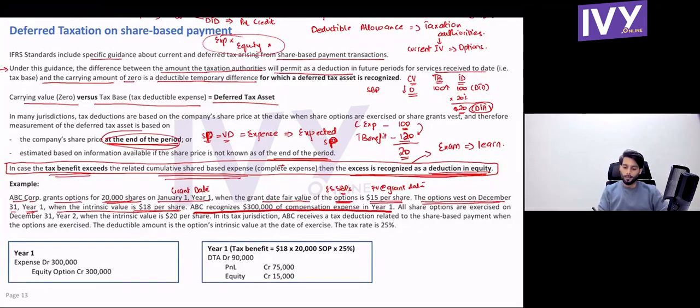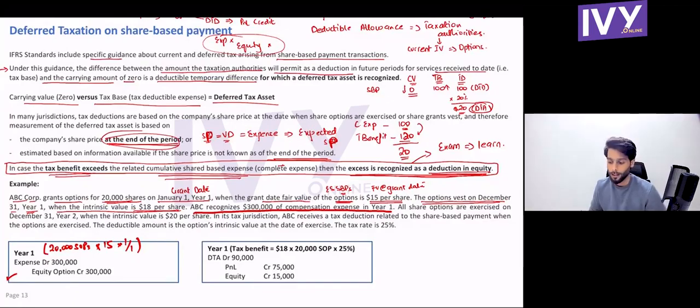Now, is this correct? Yes. In year 1, there were 20,000 share options granted. Each had a fair value at grant date of 15 and a vesting period of only 1 year. So 20,000 into 15 is 300,000. Accordingly, the company has recognized an accounting entry: expense debit 300,000, equity option credit 300,000. It's a very good accounting entry. But sir, the question is, what about deferred taxation? What about deferred taxation on this 300,000 impact?